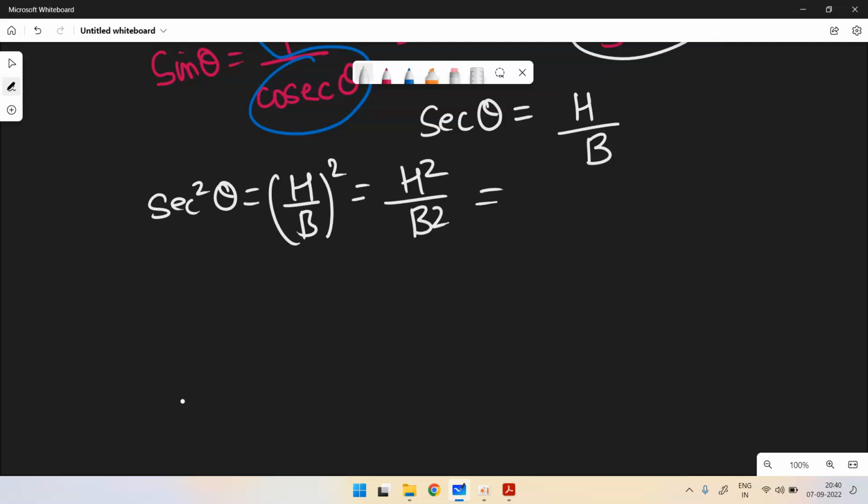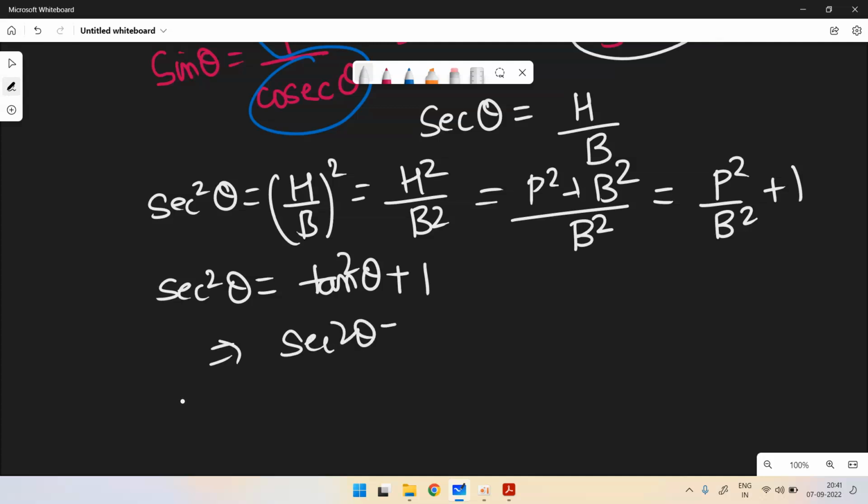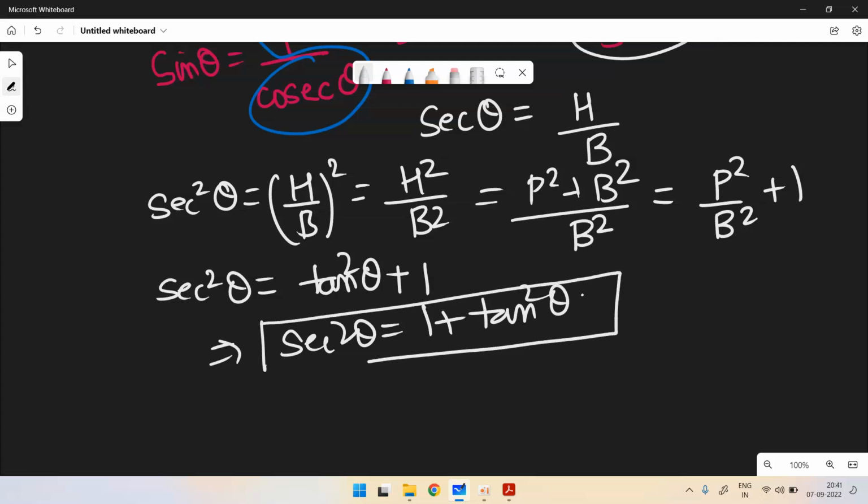Now you know what h square is. This is p square plus b square by b square, which is p by b whole square plus 1. Yes sir, you can write this. So secant square theta is p square by b square plus 1. What is p square by b square? Sir, p square by b square is tan square theta. Yes, p by b, perpendicular by base, is tan theta, so this is tan square theta plus 1. Or you can write it as secant square theta is equal to 1 plus tan square theta. This is your second equation.